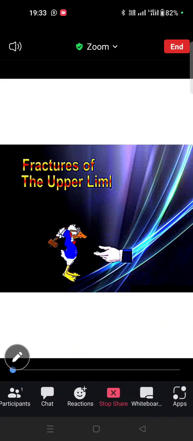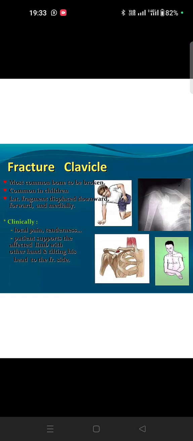So fracture of the upper limb. Today we are covering the classic fracture of the clavicle. Mainly that fracture will happen in the clavicle bone. So if you're doing sports and wearing bags and all, it can happen.